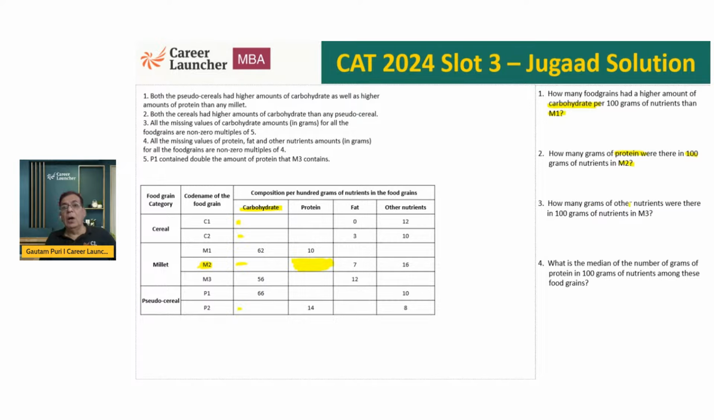Third question. How many grams of other nutrients were there in 100 grams of MC? As far as MC is concerned, this is important, other nutrients. And when I can find this, I can find the amount of protein in MC also, because question 4, if you remember, asks us to find the median of the number of grams of protein in 100 grams. So what do we need? We need all protein values, all carbohydrate values. So essentially we need these two. Okay? Let's now start reading.